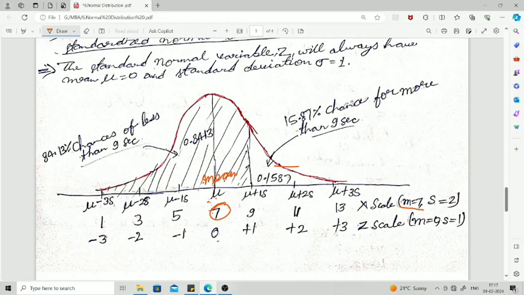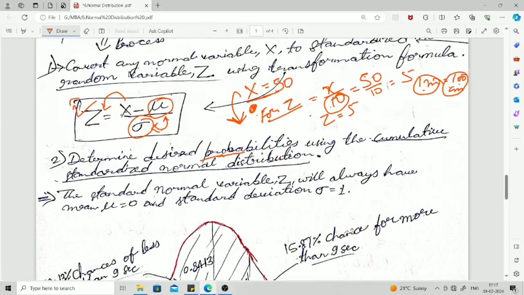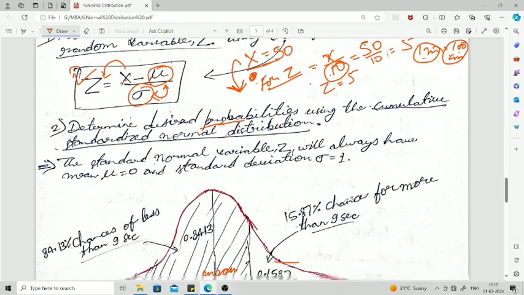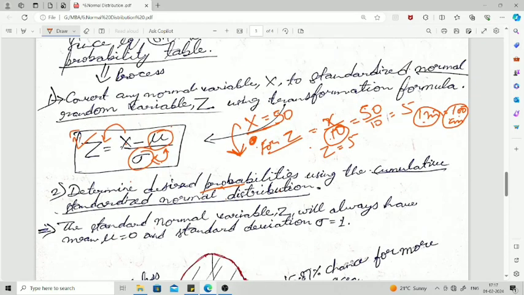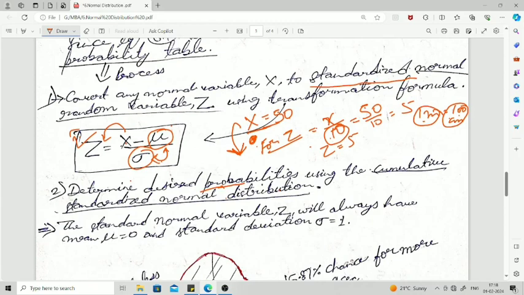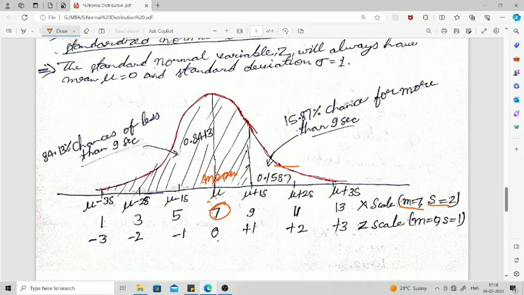So now here it is 7, and 7 is equivalent to 0 here. In the normal distribution, the standard deviation is given as 2. But in the case of the standardized normal random variable z, we start from 0. It means that whatever value the mean of the random variable has, we take 0 for the standardized normal variable.